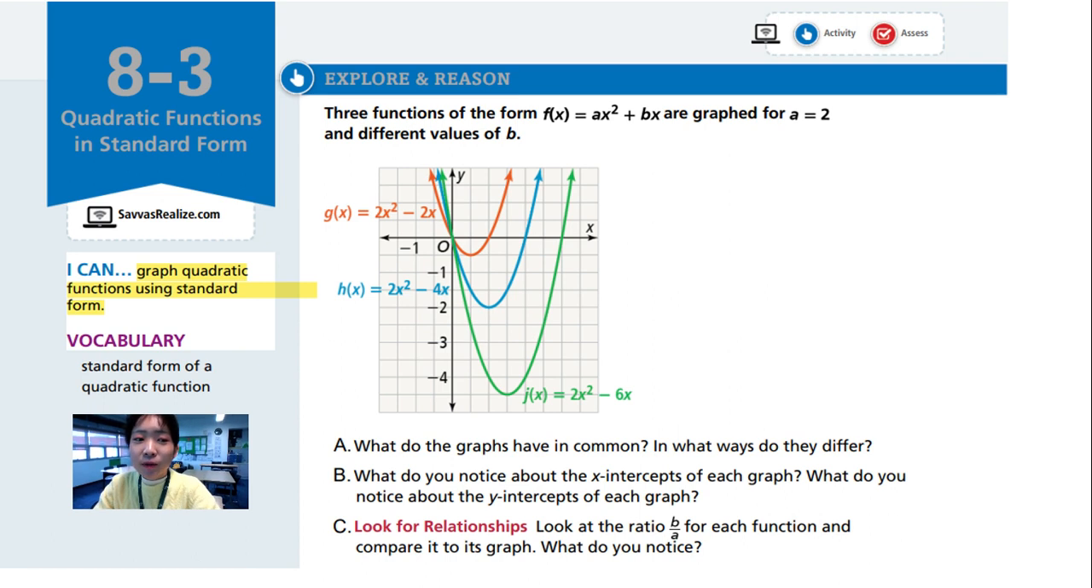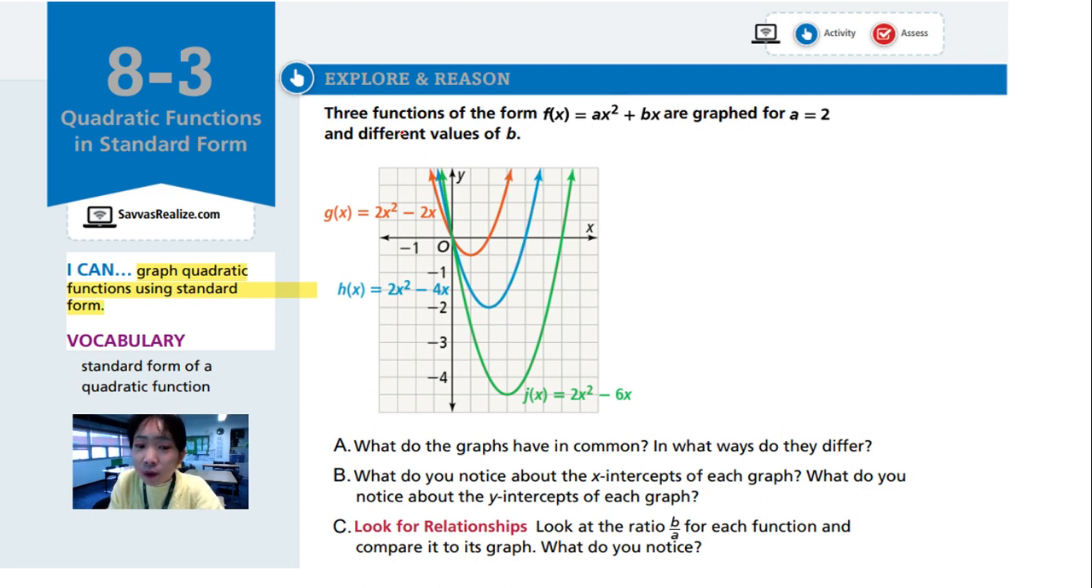Hi, this is Algebra 1, Lesson 8-3, Quadratic Functions in Standard Form. In this lesson, we'll be able to graph quadratic functions using standard form. So the lesson vocabulary is standard form of a quadratic function. Let's look at explore and reason.